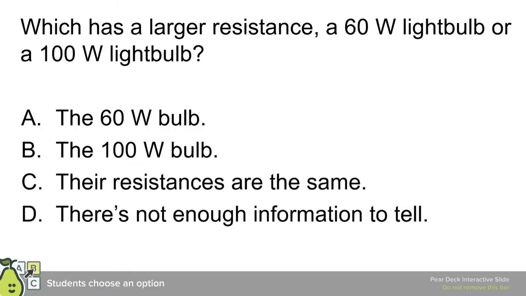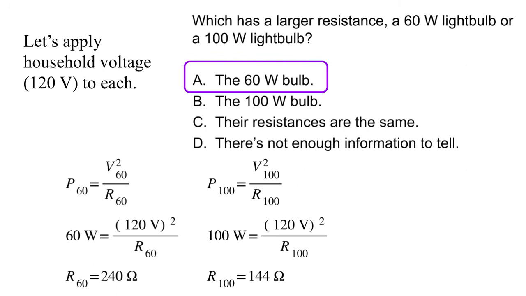Which has a larger resistance, a 60 watt light bulb or a 100 watt light bulb? Here our best bet is to apply, say, household voltage to each. It doesn't really matter which. So we say that the 60 watt bulb has a power of 60 watts, duh, and 120 volts squared over R, which gives us a resistance of 240. Whereas for the 100, we do the same calculation, and we get 144. So it turns out the 60 watt bulb has a higher resistance.